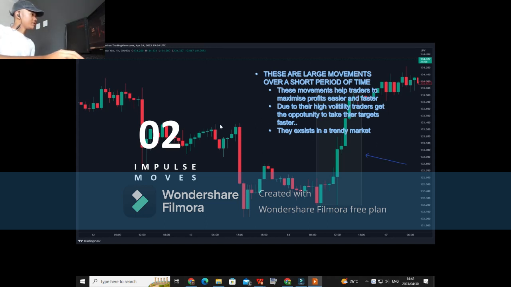So over here we can see impulse moves, right? These are large movements over a short period of time. That's what impulse moves are: very large movements over a short period of time. These movements help traders to maximize profit easier and faster, right? Due to their high volatility, traders get the opportunity to reach their targets faster.